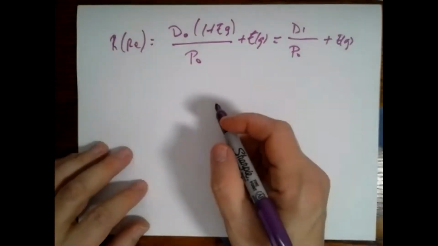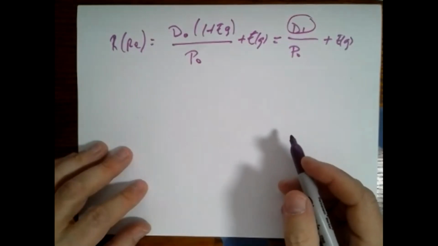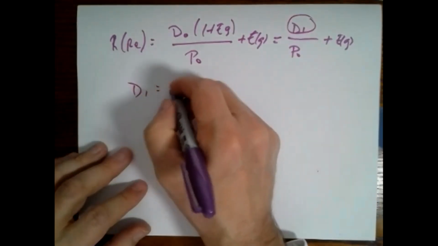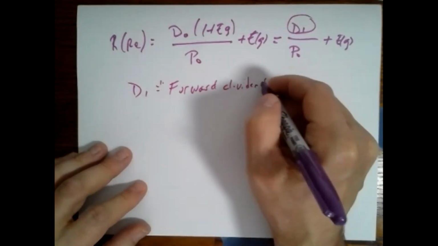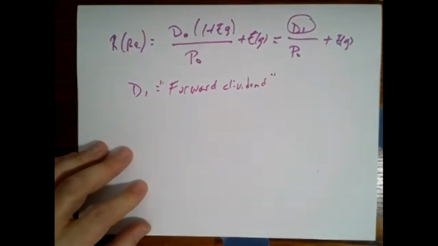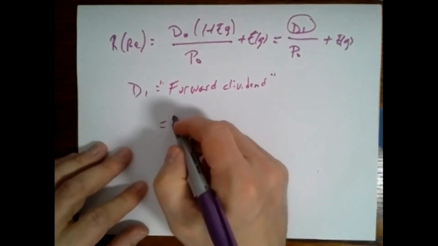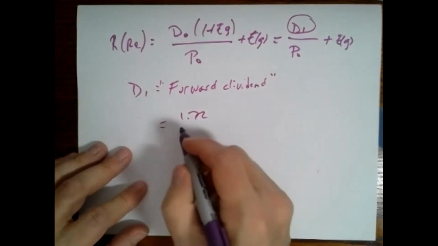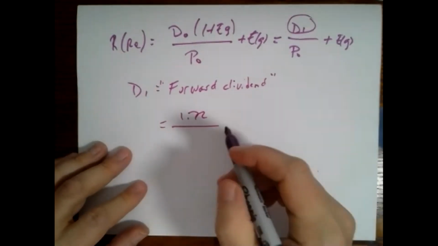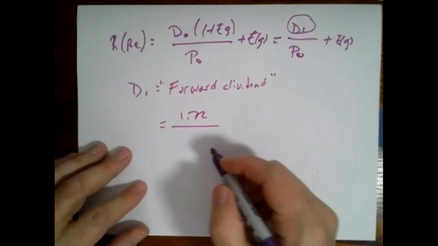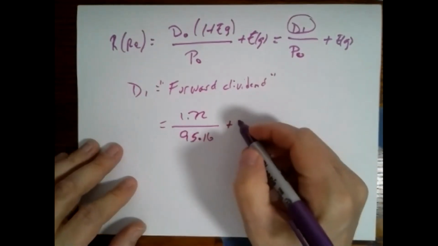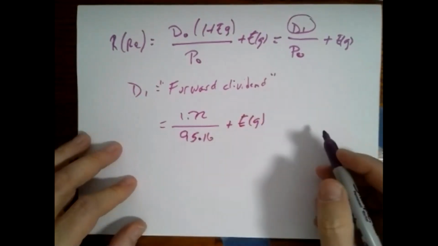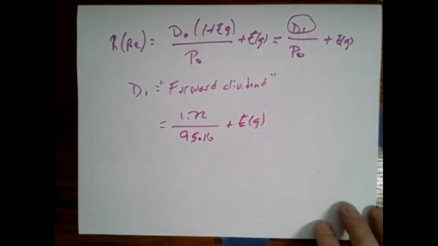So that would be the D1, right? The forward dividend. D1 is called the forward dividend. So in the case of HCA, that would be 1.72, right? Then you would have HCA's P0, which is today's stock price. That's 95.16. And then we'd have some expected growth rate at which we expect the firm to grow.